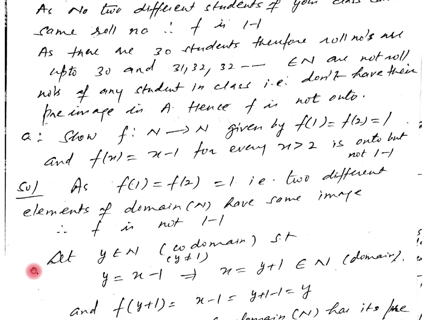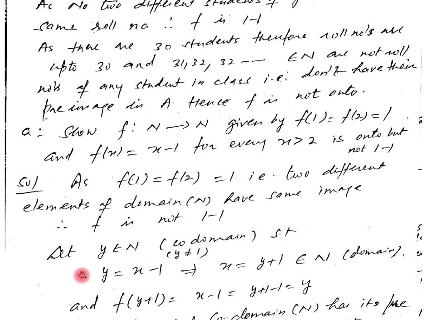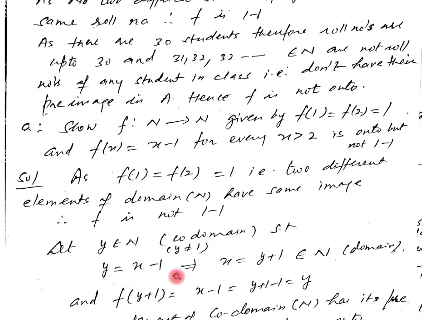But generally what we have to do in the questions to prove that it is onto: let y belonging to N from the codomain such that y is not equal to 1, because y equal to 1 is the image of what? 1 and 2. So let y belonging to N, we have taken any arbitrary element from the codomain such that y equal to x minus 1. This implies x can be written as y plus 1. Now for every value of y, this element x equal to y plus 1 belongs to N.